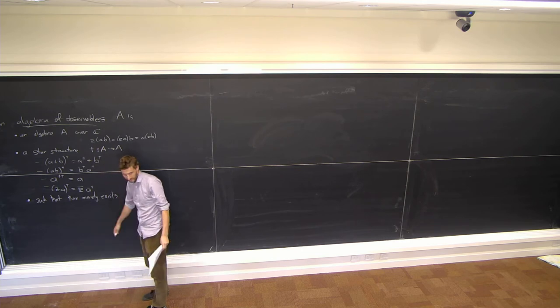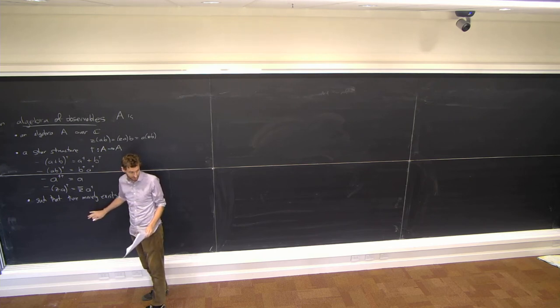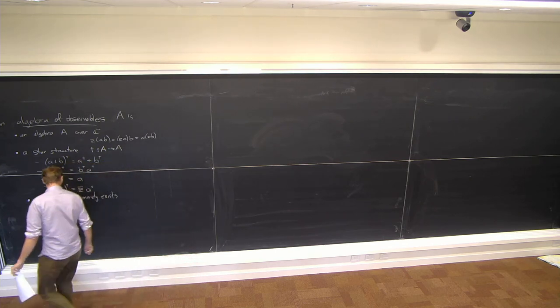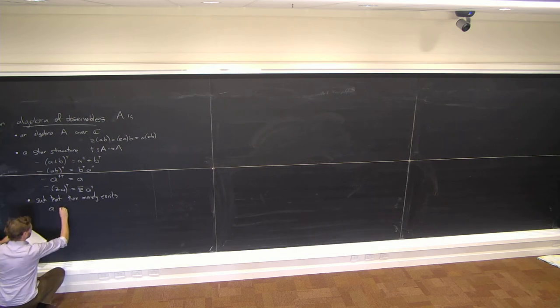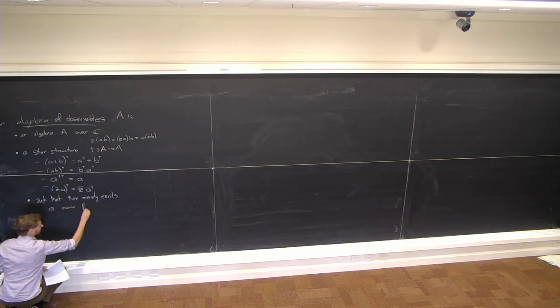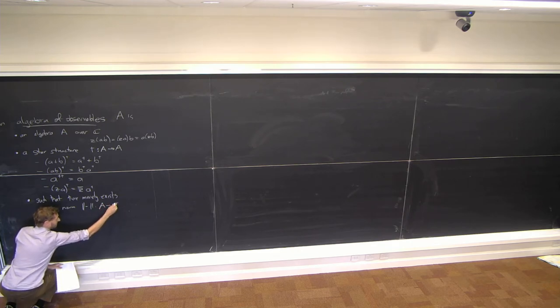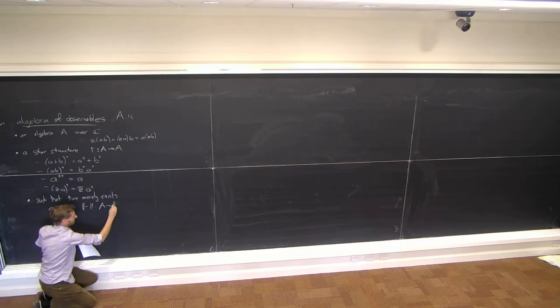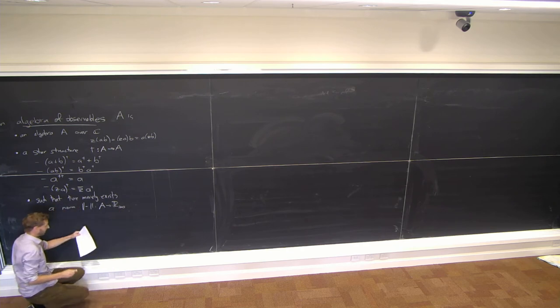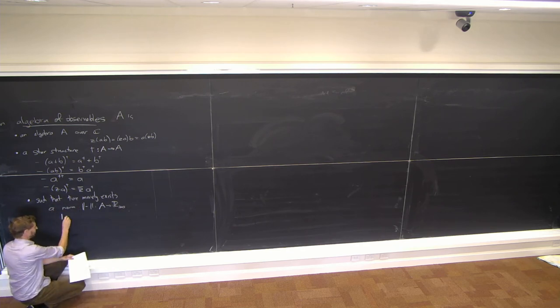So this part is not part of the data of an algebra of observables. It's just something that we have to be sure exists, even if we're not remembering which one it is. A norm. So that's just some function from A back to, let's say, the non-negative reals. So this has to satisfy a bunch of sensible things.